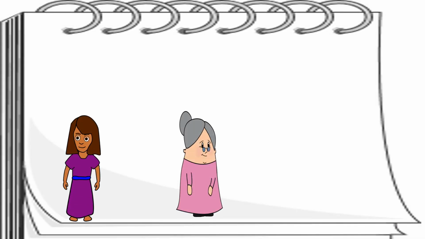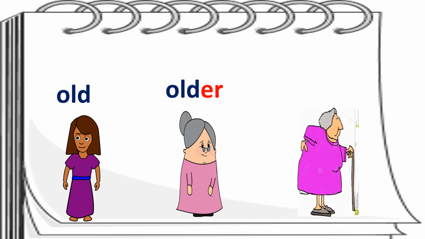Let's compare some more adjectives. We have two women. She is old. The other woman is older. We added er to the adjective. And if we put a third person, she will be the oldest. So when comparing two persons or things, we add er. And when we are comparing more than two, we add est. So we have old, older, oldest.